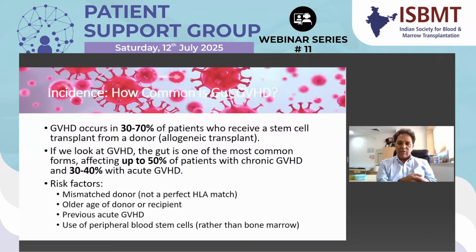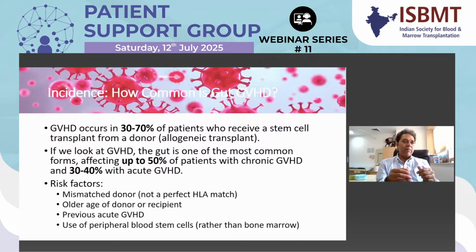We know age is a factor. Older the patient, older the donor, it will go up. And certainly, if somebody has had a degree of GVHD before, then we know that they will possibly have higher risk. It also depends from where we are getting the stem cells.